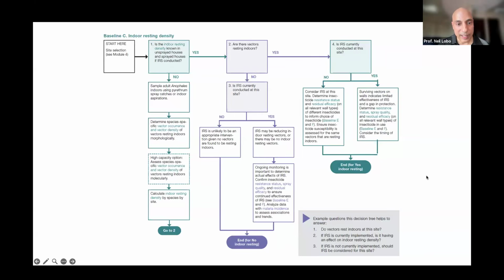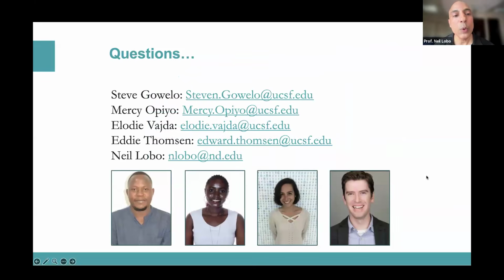And let me try to get to the next slide. If you have any questions, this is our core team of people that you can talk to at any point in time, message them, harass them, including me. Steve Goello is based in Malawi. Mercy Opio is from Kenya, but she's based in either Barcelona or Mozambique. Elodie Varsha just moved to Norway. Eddie Thompson is in Atlanta, and I'm right now in Uganda, but usually I'm in the US. So we're a pretty international group.